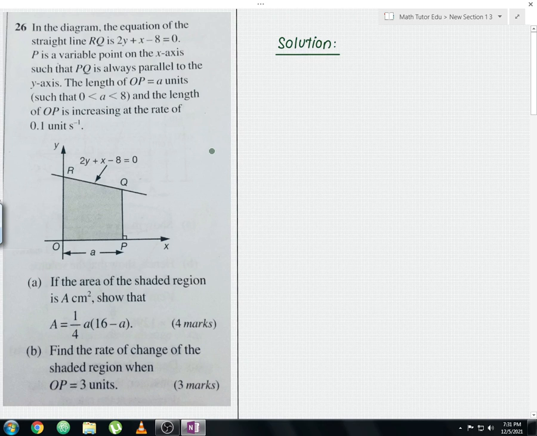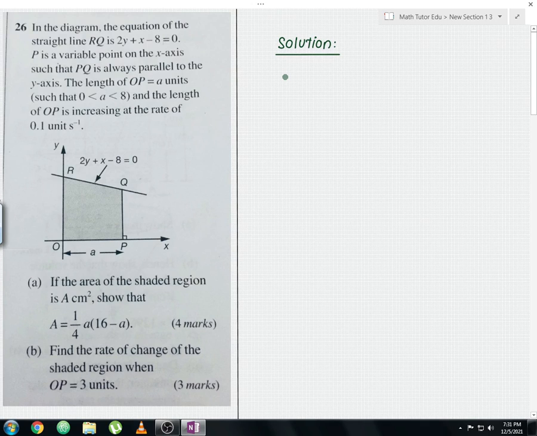Okay, so continue to read for the question part A. If the area of the shaded region is A centimeter square, show that A is equal to 1/4 a (16 - a). For part B, find the rate of change of the shaded region when OP is equal to 3 units. So this is the overall question.